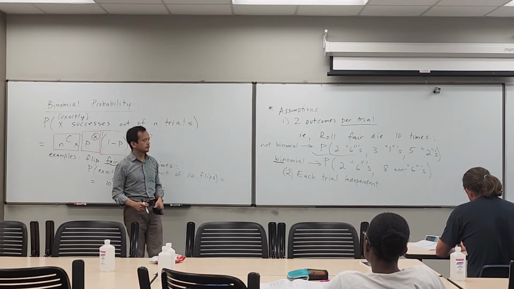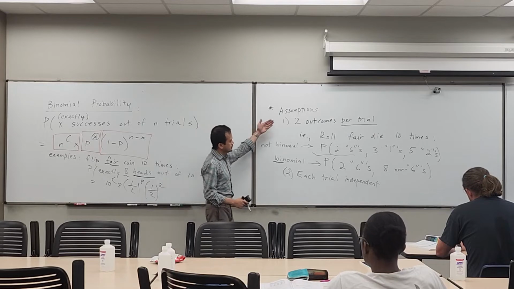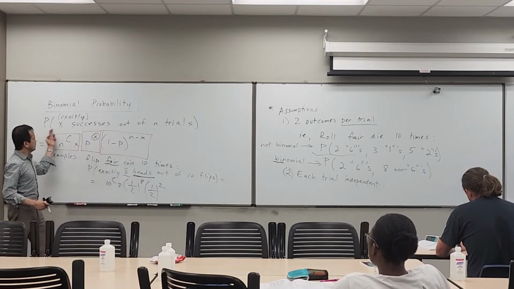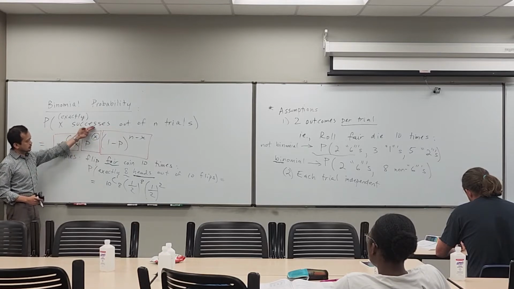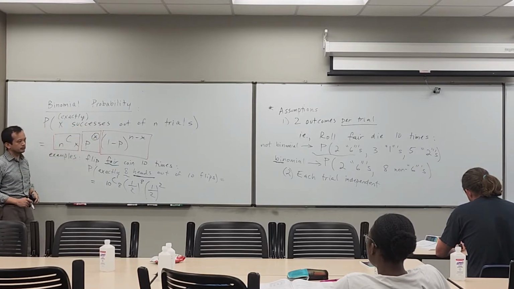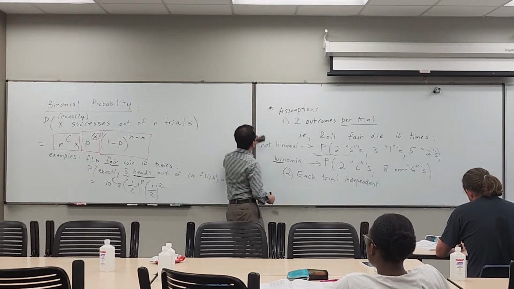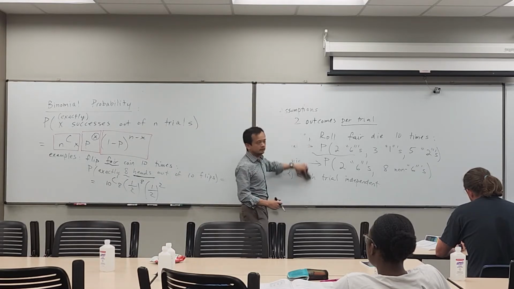Any questions? Okay, so these are the 2 assumptions we said have to be true, as well as the situation having this structure, so that you could use the binomial probability formula with accuracy. So that was our review from last time. Anybody have any questions?